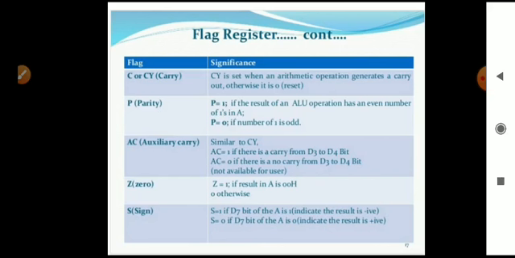Sign flag basically represents whether the result is positive or negative. If the result is negative, then the sign flag is 1, otherwise it is 0.